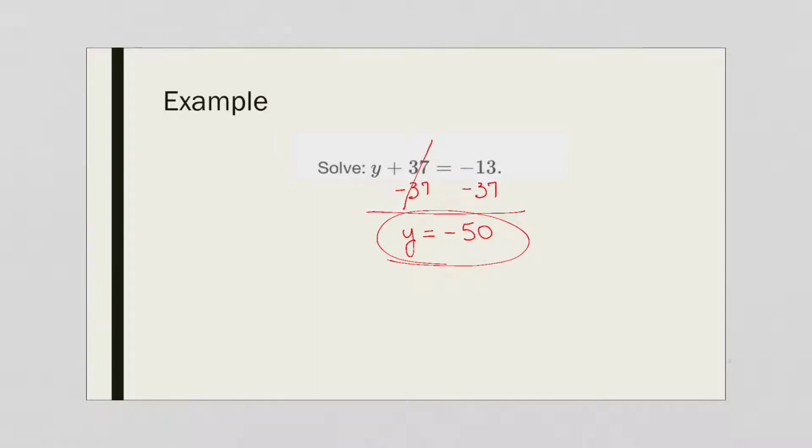If I wanted to check my work, I can take that negative 50 and put it back into the original problem where I see y. Okay, so now I go ahead and do the math. Negative 50 plus 37 is negative 13. And that does equal negative 13, so I know for a fact that that is a good answer.